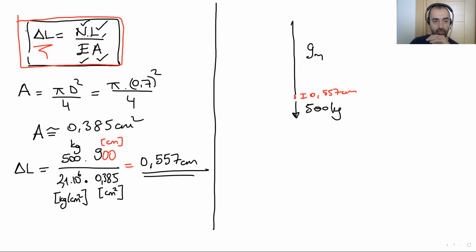But otherwise, we have EA. If we increase this portion, E or A, one of them, our elongation will get reduced. Okay, this is the basic example. Actually, this subject is really basic. There is nothing more to do.